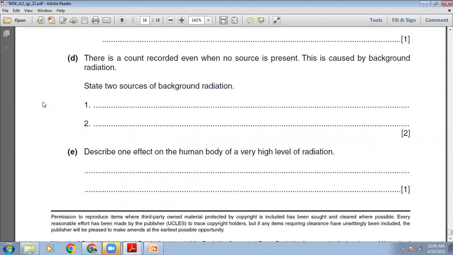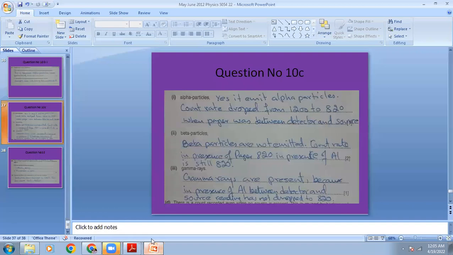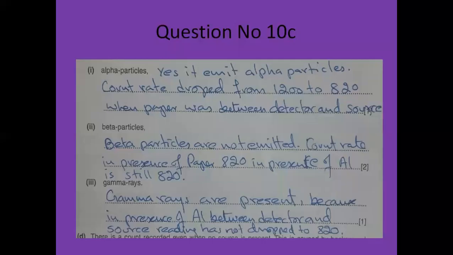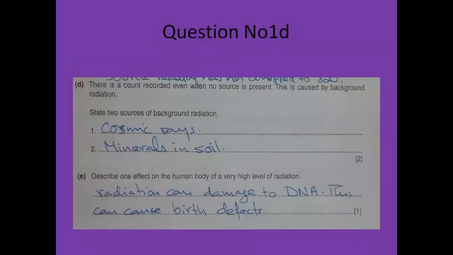There can be many sources of the background radiation. Some of them are cosmic rays. From outer space, the radiation is coming into the earth. We call it cosmic rays. And then there are some minerals in the soil which are also radioactive. You have to write two reasons. There might also be some nuclear waste dumped in your area. That can also be a reason. Cosmic rays and the minerals in the soil.